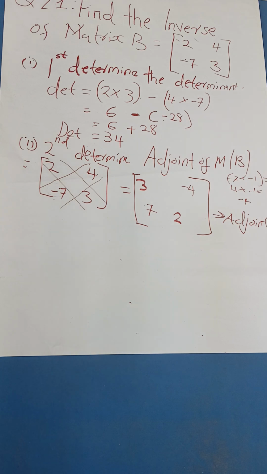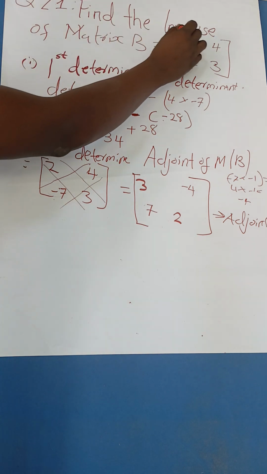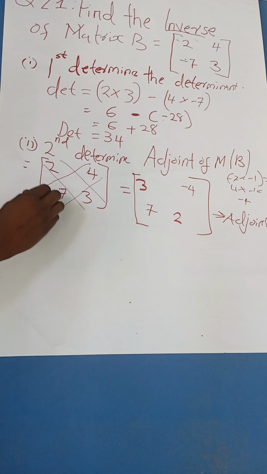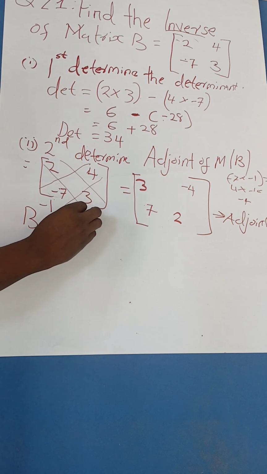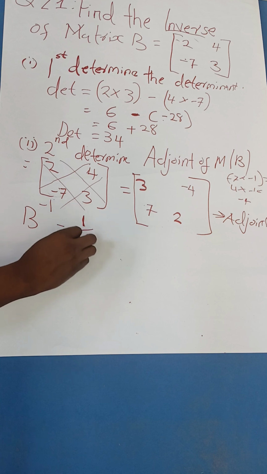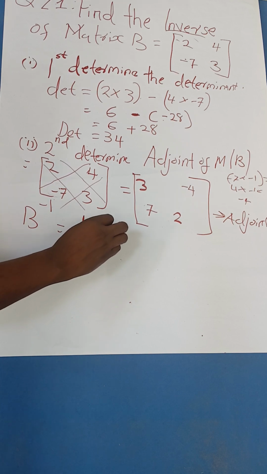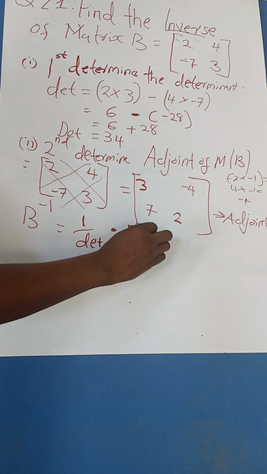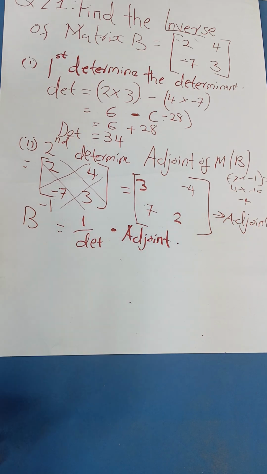Good. I think up to there we have seen how to get the adjoint. Now, what next? Now, learners, we are going to determine the inverse. Remember the question wanted us to do what? To find the inverse. And you remember very well, the inverse of matrix B is equal to 1 over determinant, you multiply by the adjoint. And in this case, we already have the determinant and we have the adjoint.